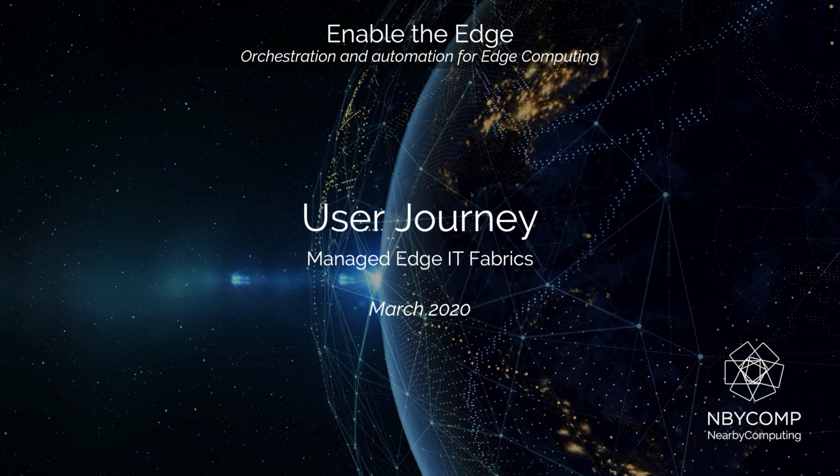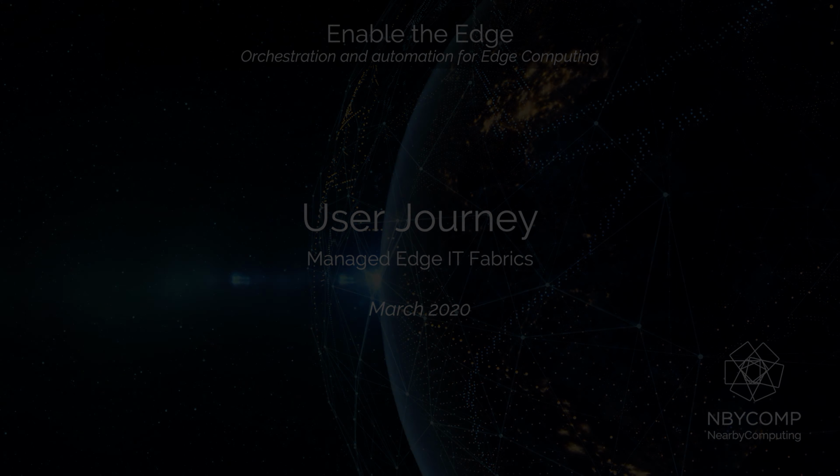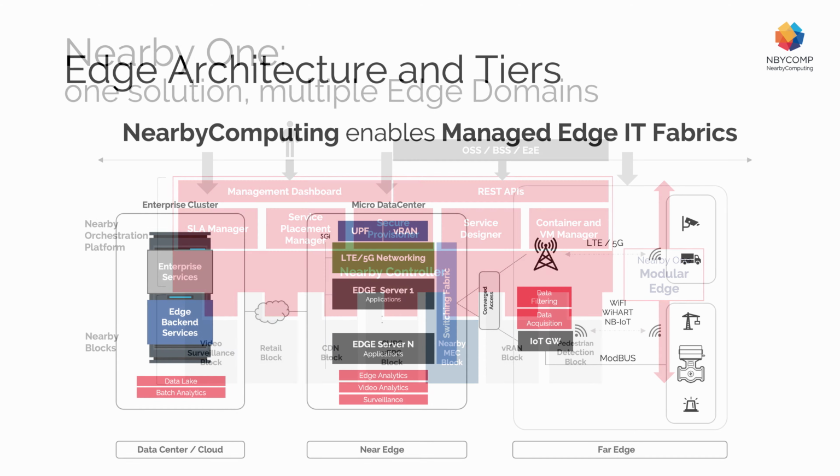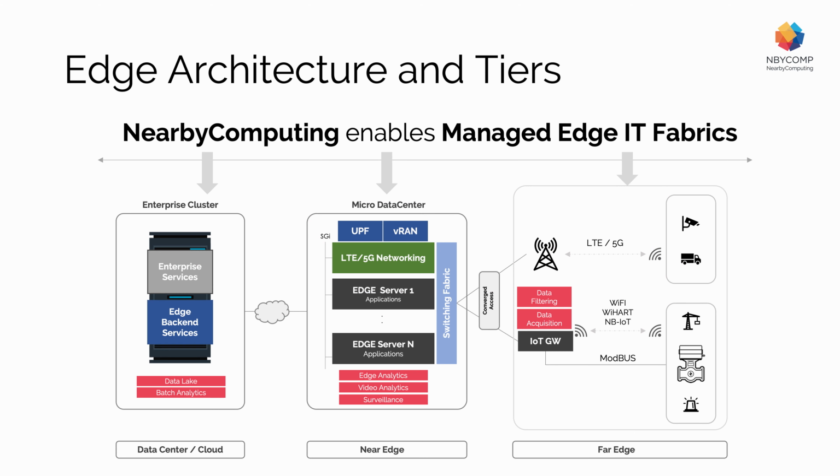In this video we are going to cover several aspects of the lifecycle management of servers and services in the Nearby One solution. The Nearby One solution is composed of two main components, the Nearby Orchestration Platform, which is the main central component, and the Nearby Blocks, which are able to manage different deployment technologies. Nearby One is able to manage services spawning from the data center to the far edge, including micro data centers that could be located at the near edge.